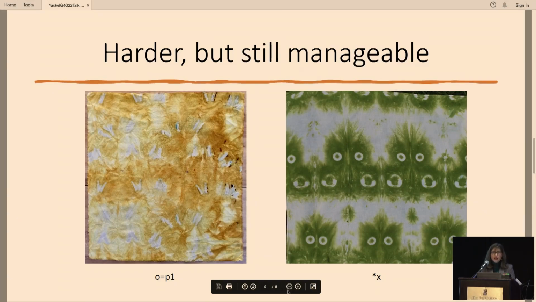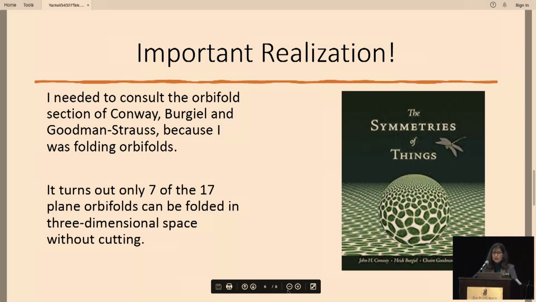So for that, what happened was at some point I was so stymied by this process, I was like, what is actually going on? Am I just being really stupid? Which, as we all know, is the process of mathematics. So anyway, I was thinking, and I was like, this kind of reminds me of orbifolds or something. But I didn't know that much about orbifolds, so I went back to The Symmetries of Things, which we all know is a great book by Conway, Burgiel, and Goodman-Strauss. And so I read more about orbifolds, and I realized that I was folding orbifolds.